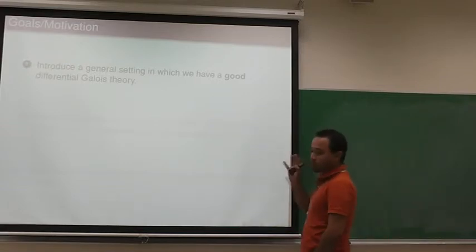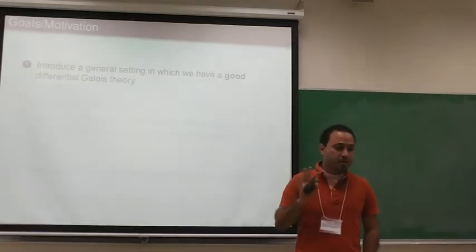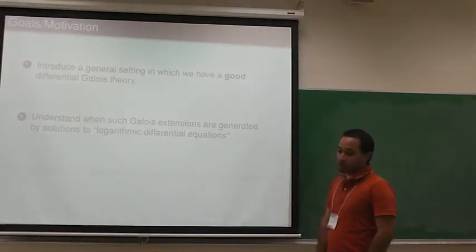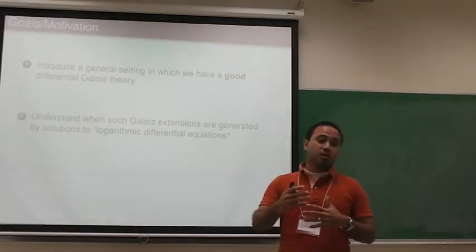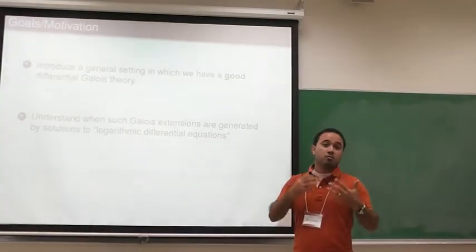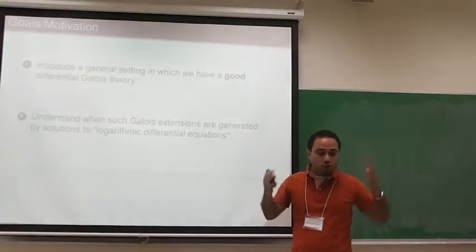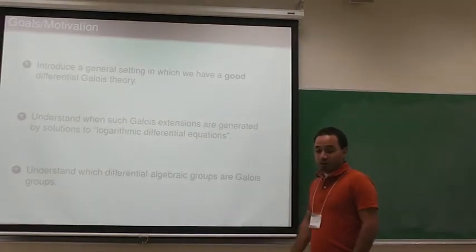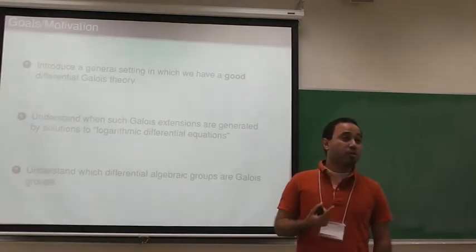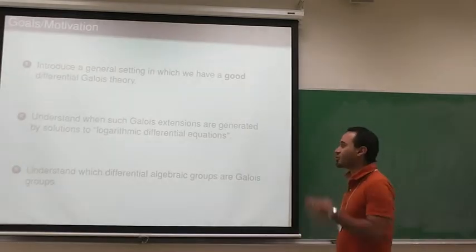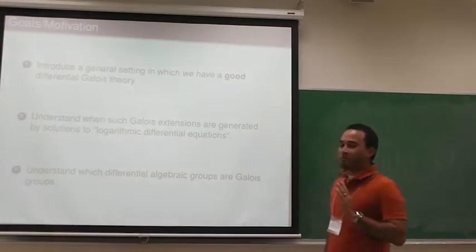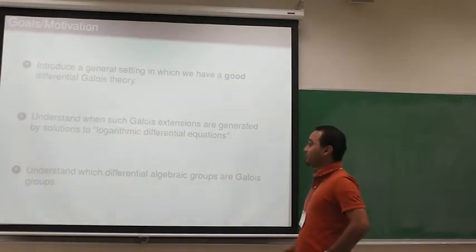First, a nice setting where we have all of this nice Galois theory, nice Galois groups. Understand when these nice extensions actually come from some differential equations, that is, they are solutions to some differential equations. And finally, understand how we can determine if a differential algebraic group is the Galois group. So general questions, which I'm not going to answer. But I'm going to give partial answers to this and motivate these questions.